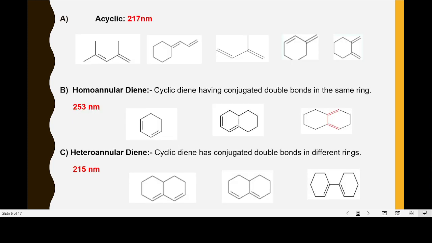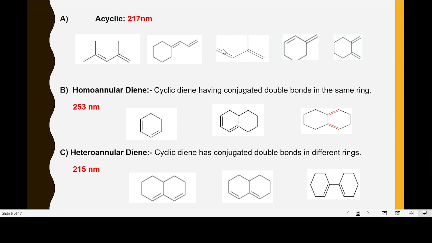Now look at these criteria. First one is acyclic, which means absence of a cyclic structure. Look at this first example. There is no ring structure, but we can see the 1,3 butadiene structure, or conjugated diene, with alternating double bonds. Since there is no ring, the base value will be 270 nanometer. Look at this second example. Even though there is a ring, the two double bonds are present outside the ring, so it is also considered acyclic. For this example, the base value is 270 nanometer.